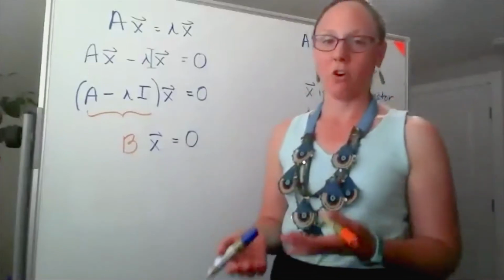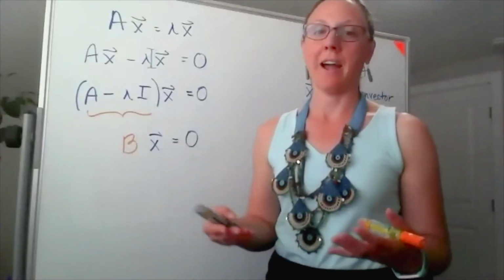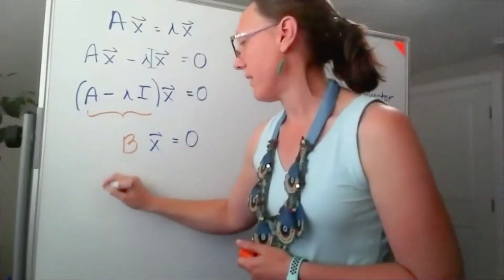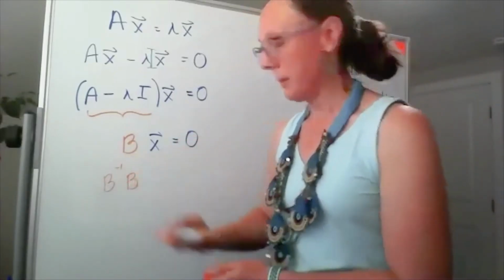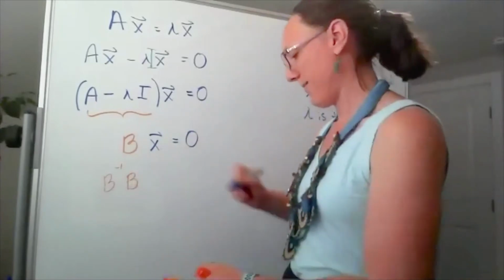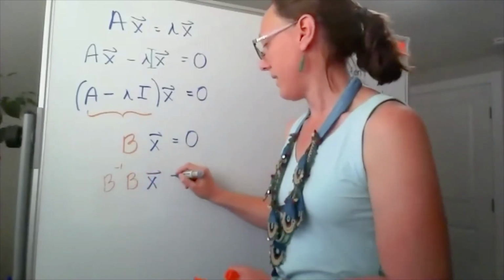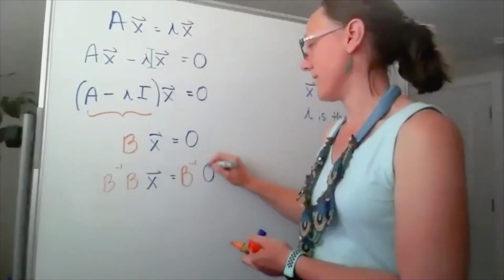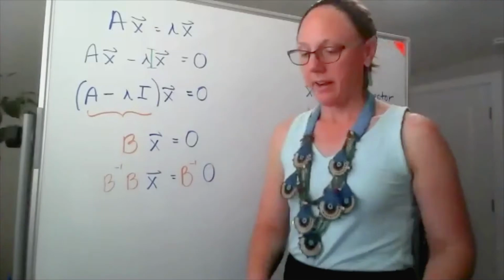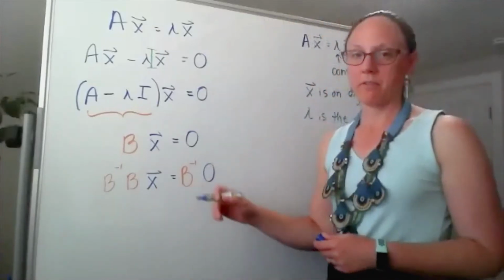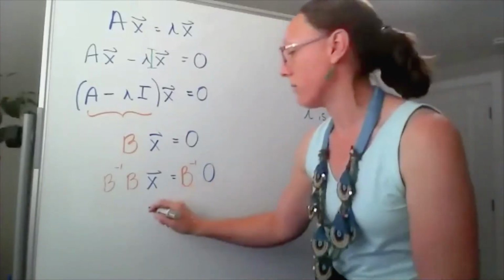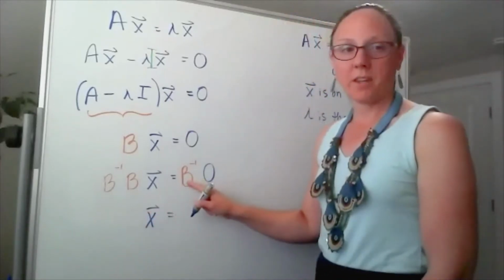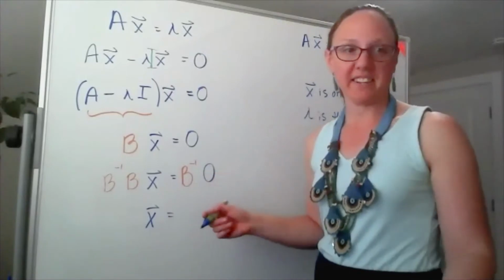Well, if Bx is equal to 0, then we should be able to solve this by multiplying both sides by B inverse. So on the left-hand side, I've got B inverse B times X, and that's going to be equal to B inverse times 0. Now, looking at this, B inverse times B, those are going to cancel out. I'm just going to be left with X is equal to, well, something times 0 is 0.